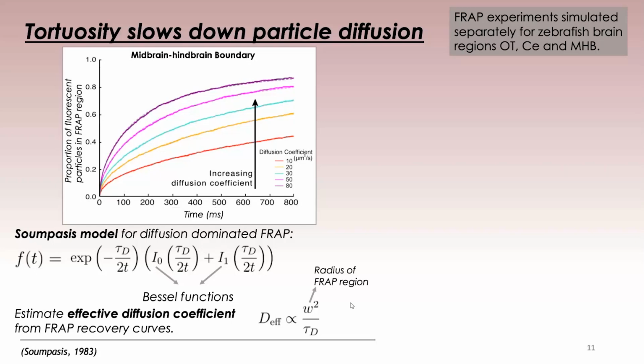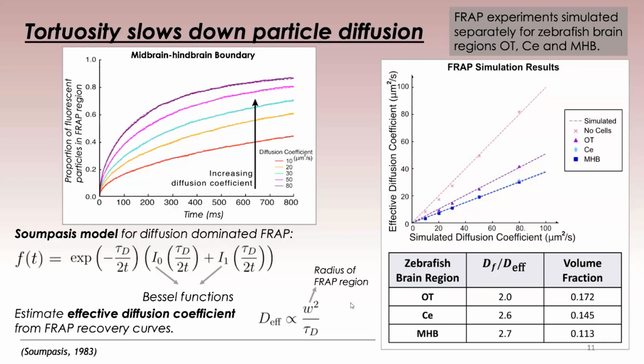And then we also perform FRAP experiments on all the different zebrafish brain regions that I showed before, and we also perform it as a control on the no cells case, which means particles can just freely diffuse. And now we plot the effective diffusion coefficient that is estimated from FRAP against our simulated diffusion coefficient parameter. So the no cells case, as we would expect, recovers the simulated parameter, but with added tortuosity in other tortuous environments, the effective diffusion coefficient is now reduced.